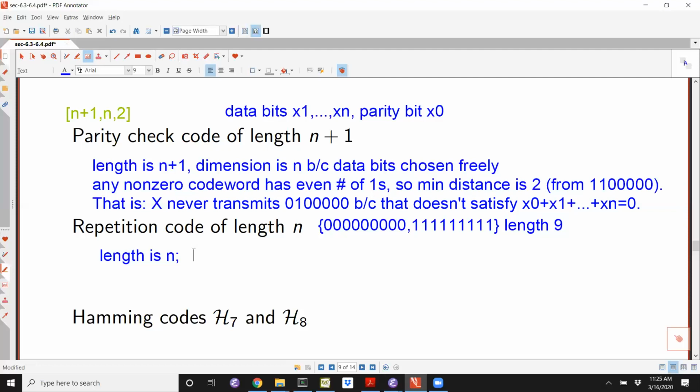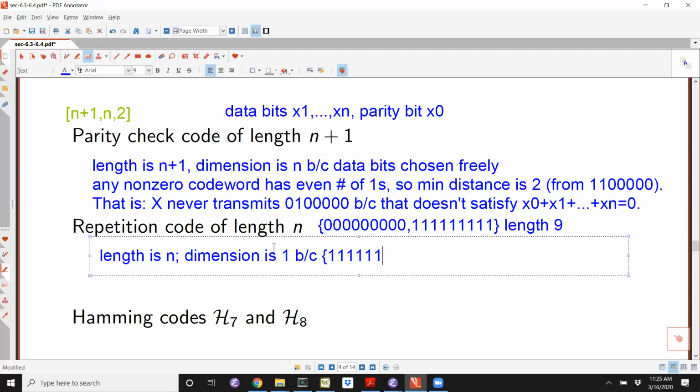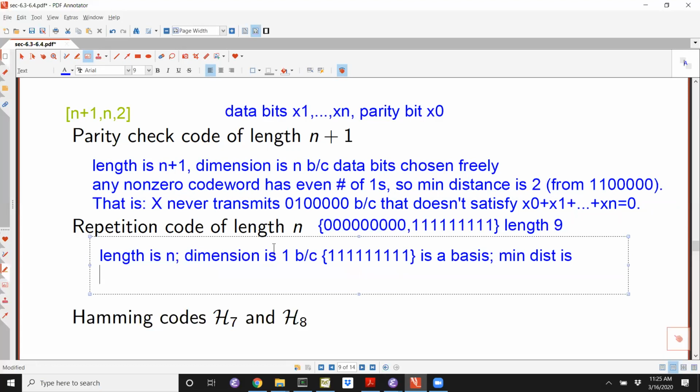Anyway, going back to the repetition code, that's a code of length n. That's our length. The dimension of the code is 1 because the all ones vector is a basis. And the minimum distance is... So somebody want to give a guess as to what the minimum distance is in the repetition code of length n?